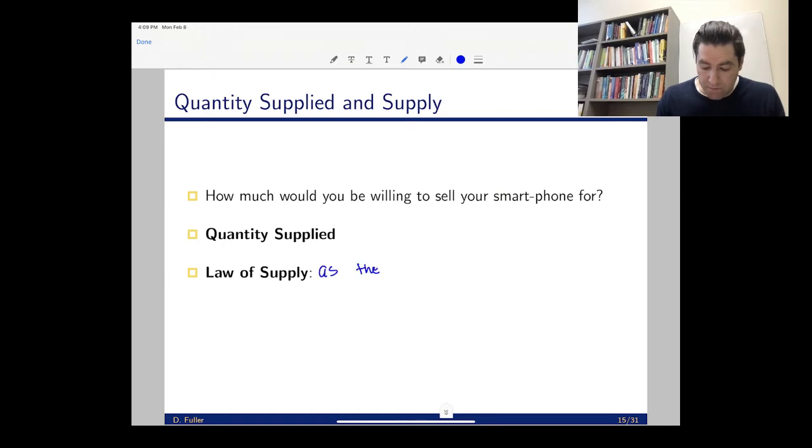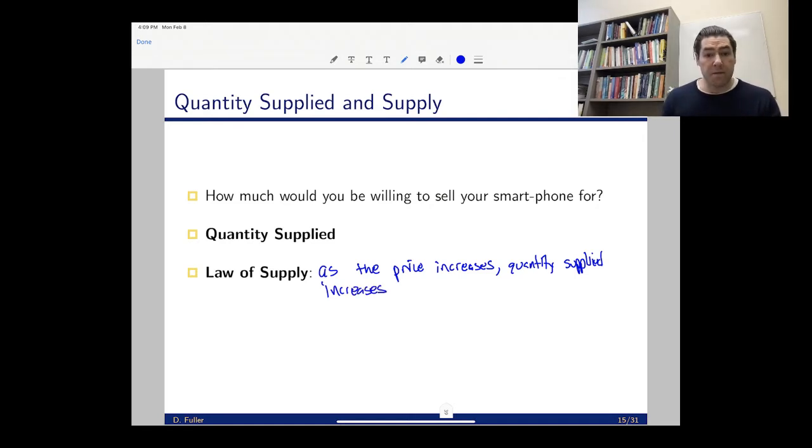As the price increases, quantity supplied increases. That's the law of supply. It says that the supply curve is upward sloping.